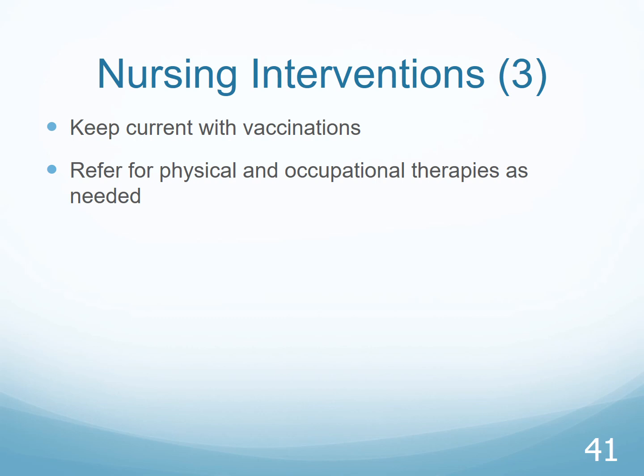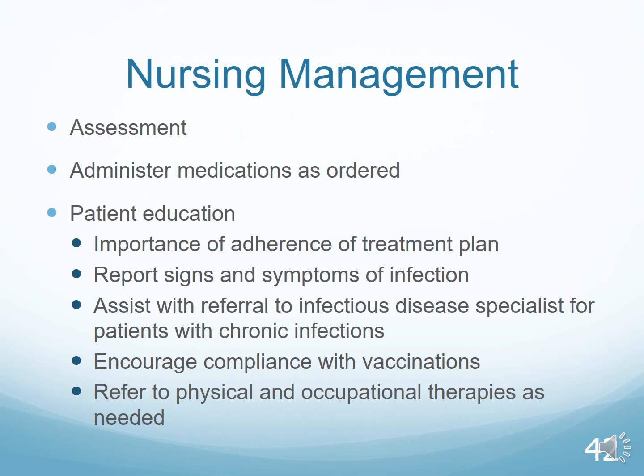Then maybe there may be some range of motion exercises, some stretching exercises that they can do to help control their pain and maintain their range of motion and their movement. So assessment, again, we are going to assess. We are going to administer medications as doctor orders. We are going to talk to them about, again, adhering to the treatment plan, reporting signs and symptoms of infection. We are going to encourage compliance with vaccinations, and do they need to see physical and occupational therapy as well?